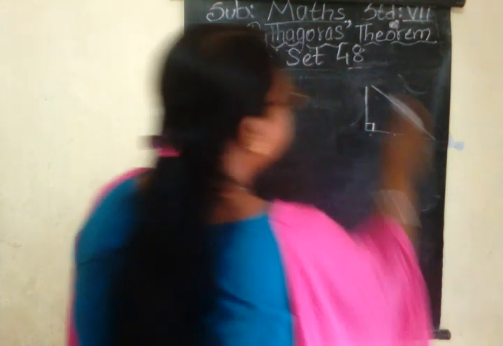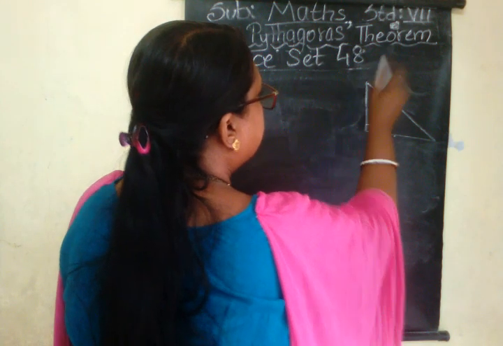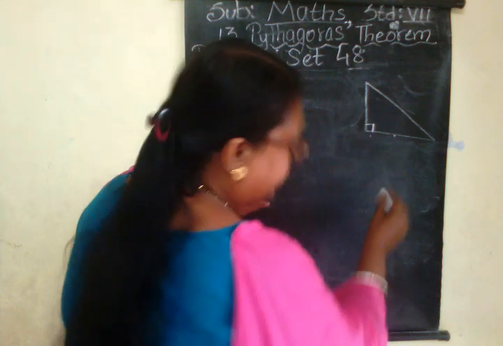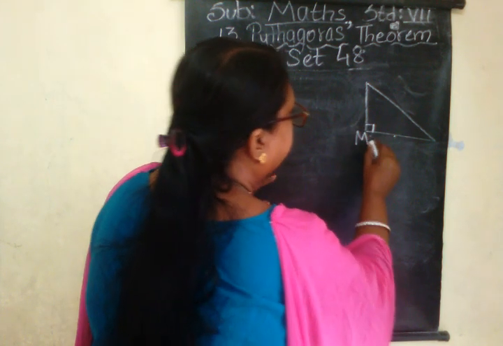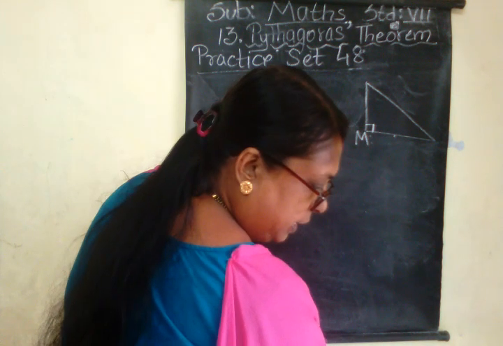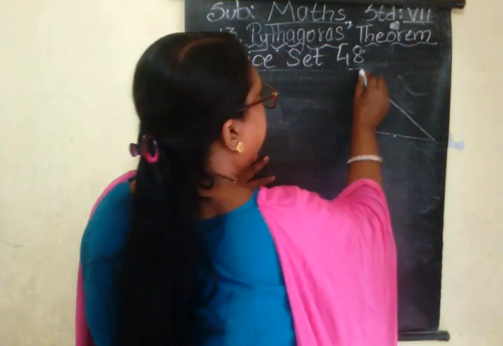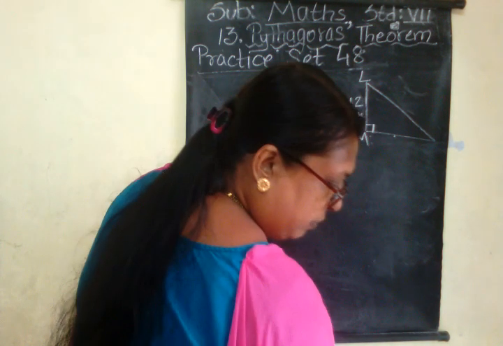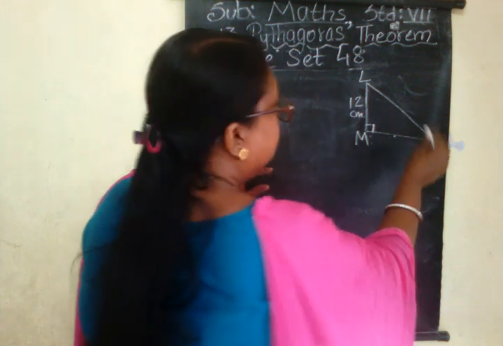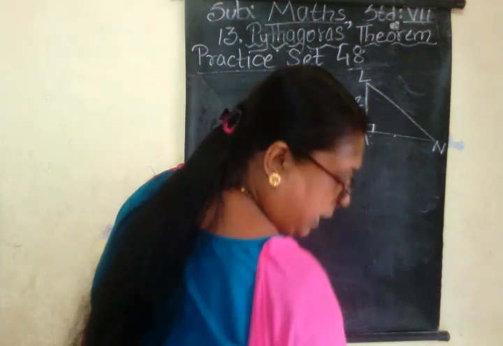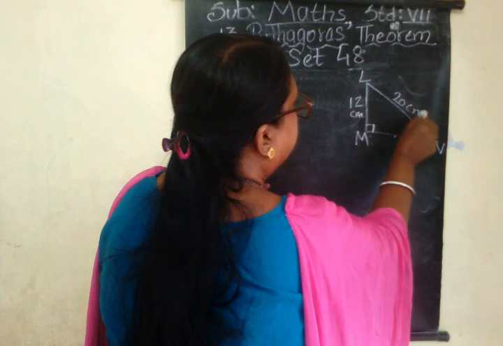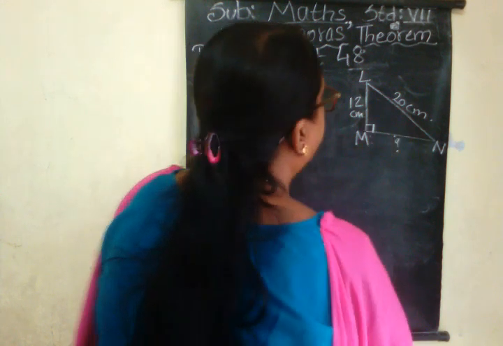Okay. So as per the given instructions, our measure of angle M is 90 degrees. So I'll write M here, 90 degrees. Then LM is 12 centimeters, so I'll write L here, 12 centimeter. Then they have given us LN. So I'll mention N here, and LN is 20 centimeter. You have to find the base.